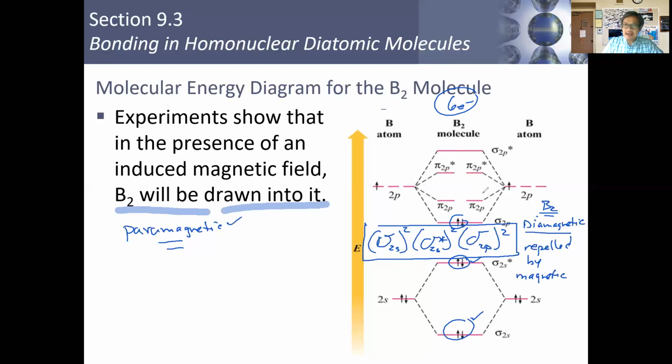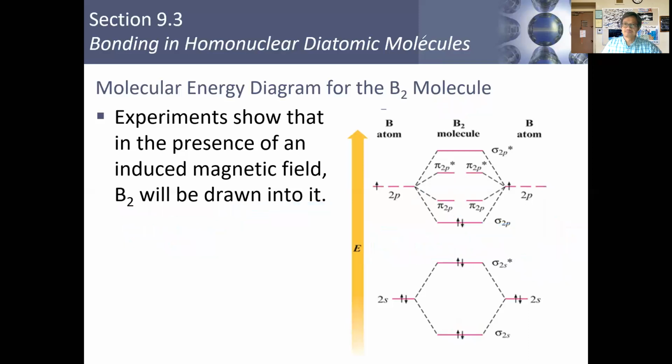So something has to be going on right here that is problematic for us. Okay? And so what is that something, and how do we go about explaining that? Well, let's go ahead then and let's consider this.